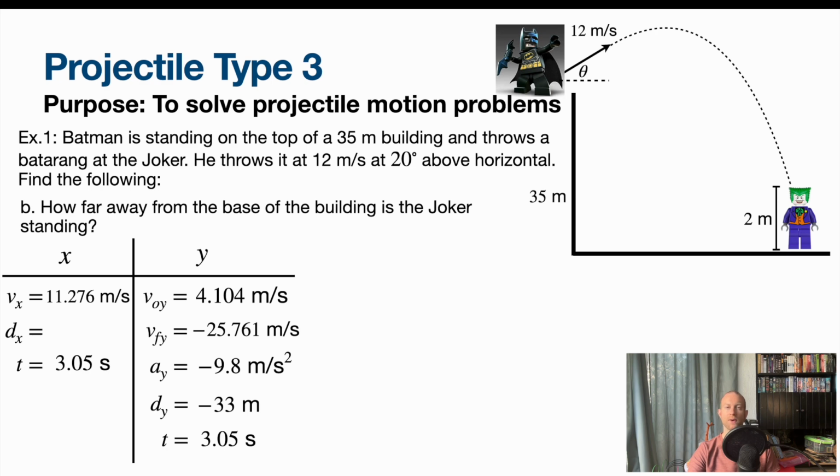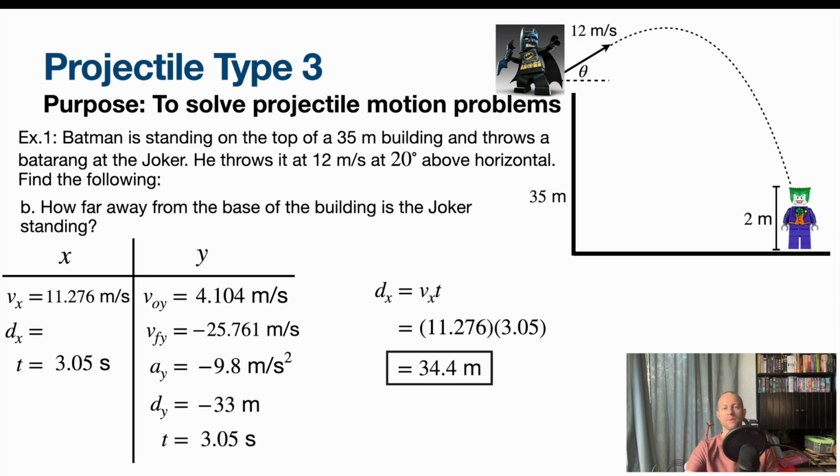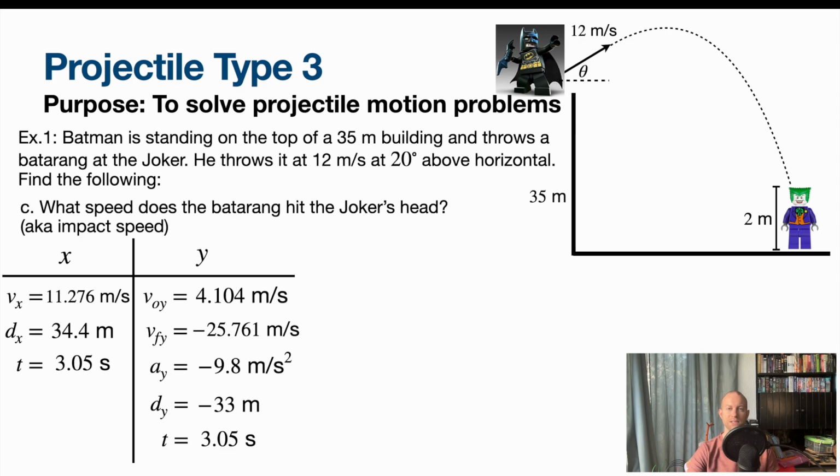Now let's look at how far from the base of the building is the Joker. This is our x component. This is the easy one. I've already explained this a few times. That one's very straightforward. Now we want the speed that the batarang hits the Joker's head. We have everything in our T-chart here. So all we need is to figure out what the final velocity is. Again, this is the velocity right as it hits the Joker, not after it hits the Joker.